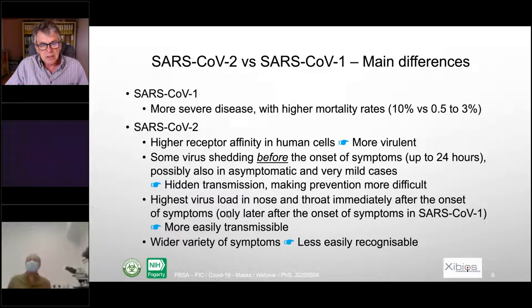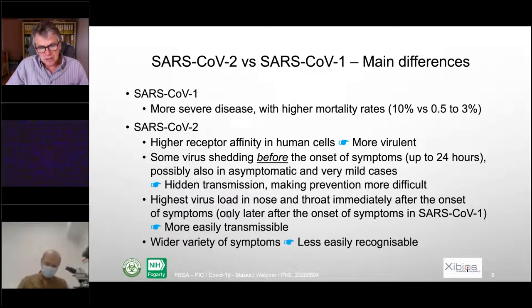A third point is that the virus load in the nose and throat, the highest load, appears immediately after the onset of the symptoms, while it was much later with SARS coronavirus 1. Again, this makes it much more transmissible. When the symptoms are there, immediately there is already some transmission.